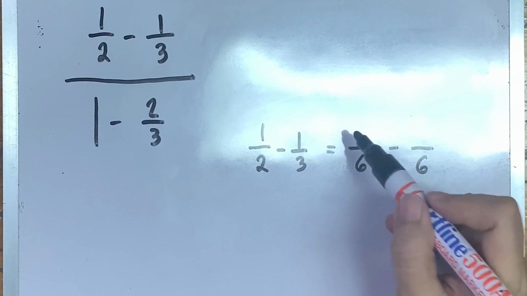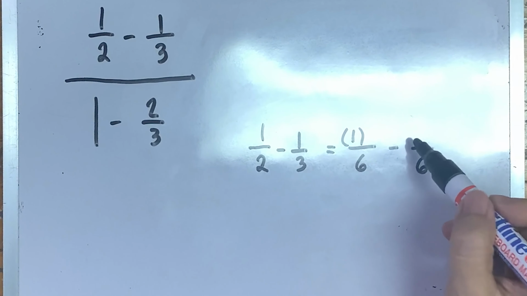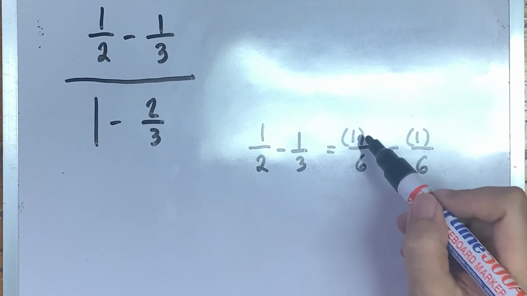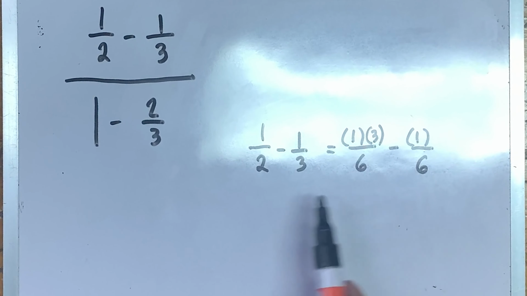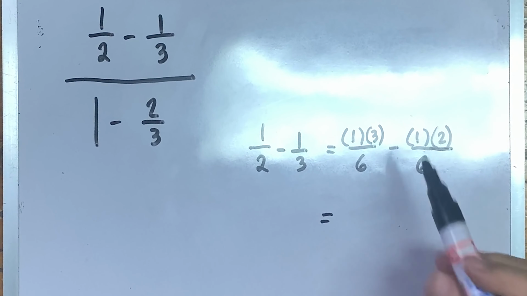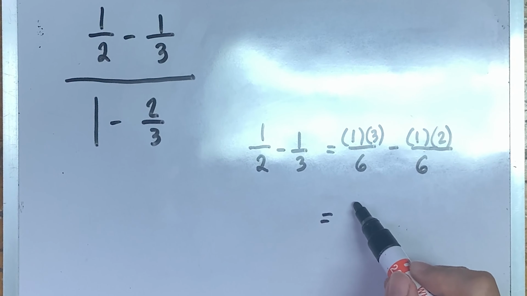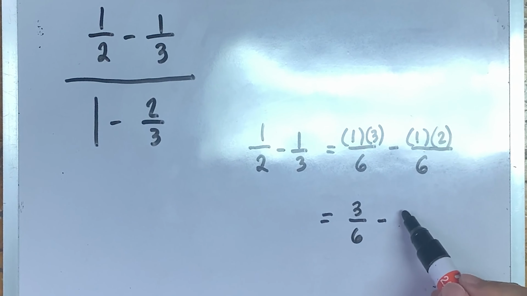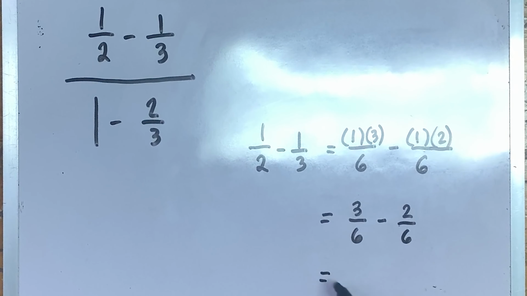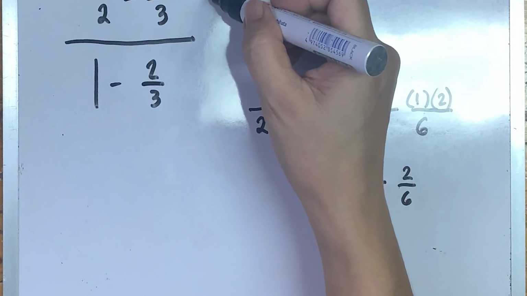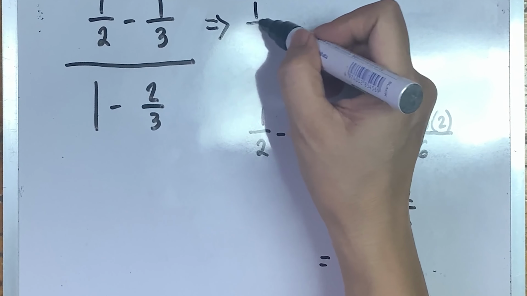So, sulat natin yung numerator muna ng bawat isang term. I-divide natin. 6 divided by 2 is 3. So, we multiply this by 3. And then, 6 divided by 3 is 2. Multiply natin to by 2. Okay. And then, let's simplify the first term. So, 3 times 1 is 3 over 6. And then the second term, 1 times 2 is 2 over 6. Now, dahil pareho naman sila ng denominator, pwede nating isubtract. 3 minus 2 is 1 over 6. So, this one is simplified into 1 over 6.